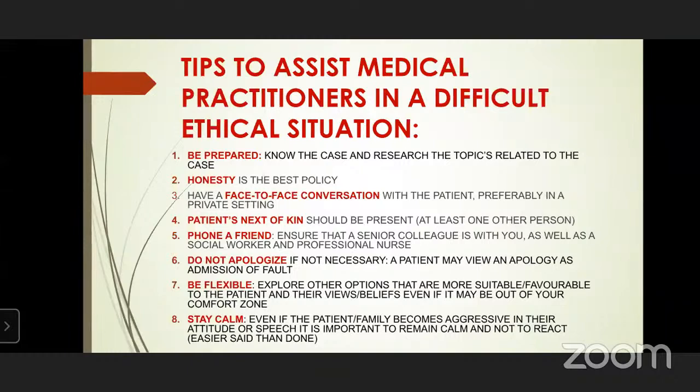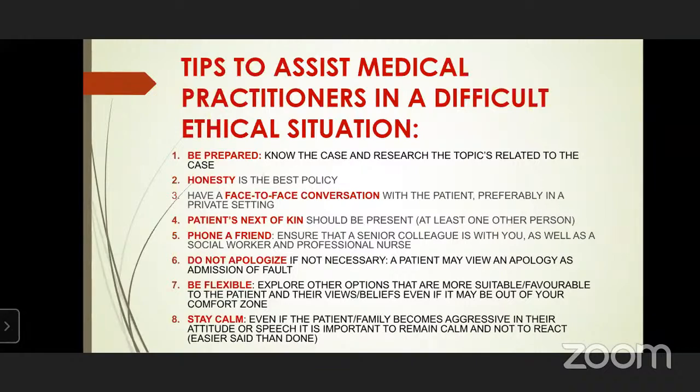And then thirdly, have a face-to-face conversation. It's always better to sit down and to speak in person, obviously preferably in a private setting. And then a patient's next of kin should be present, at least one other person, so that when you're explaining to the patient, their family can also understand the situation.